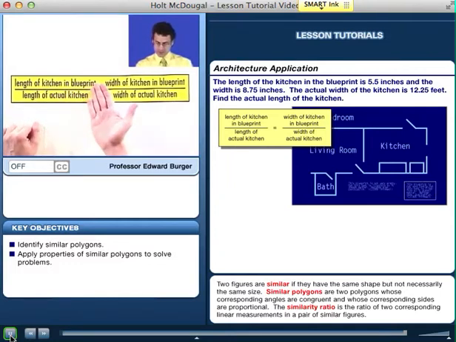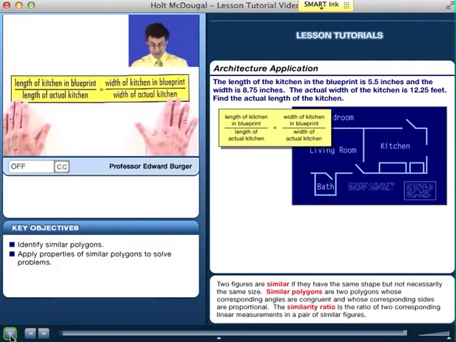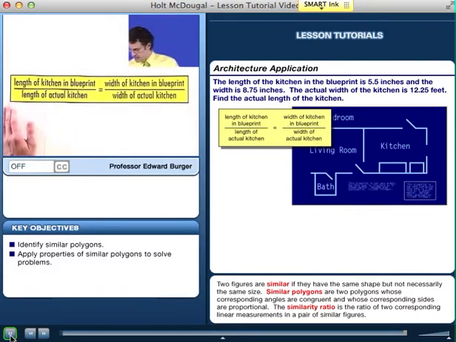Length of kitchen in the blueprint is to the length of the actual kitchen as the width of the kitchen in the blueprint is to the width of the actual kitchen. So we can set up this ratio and this ratio and then build the proportion and solve. So let's try it. So what do we have here? Blueprint, I'll use blue ink.